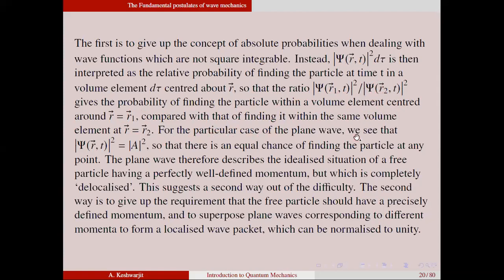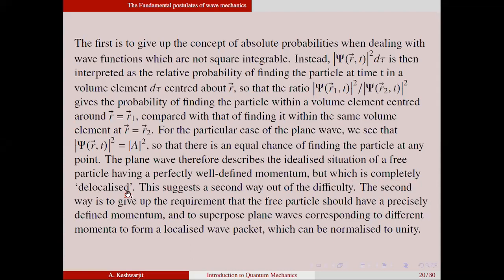For the particular case of the plane wave, mod psi square is nothing but the modulus of A, whole square. Since this does not depend upon the position r, r1 or r2, it is always modulus of A squared, which is a constant. So what does it mean? It means that there is an equal chance of finding the particle at any point. The plane wave therefore describes the idealized situation of a free particle having a perfectly well-defined momentum, but which is completely delocalized.